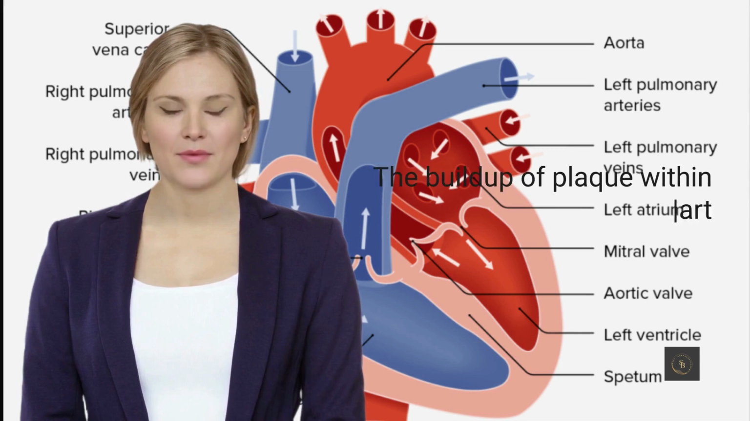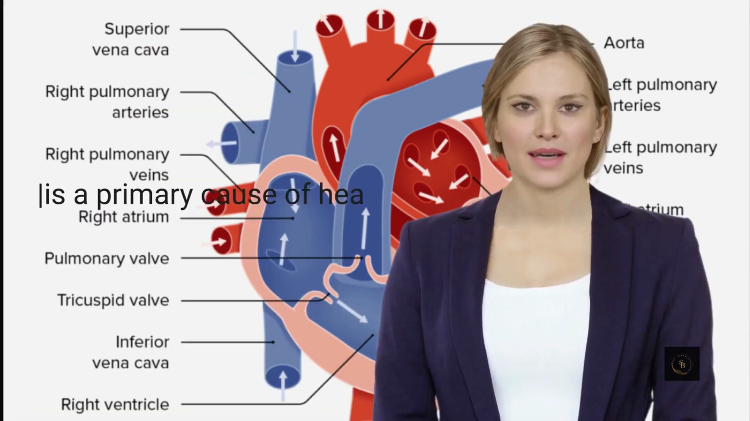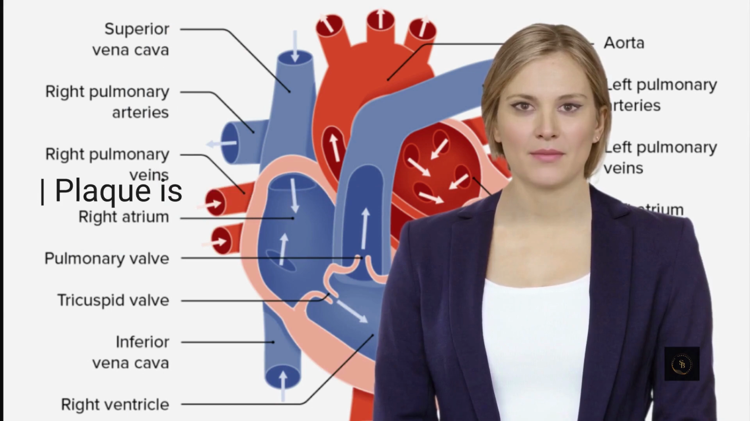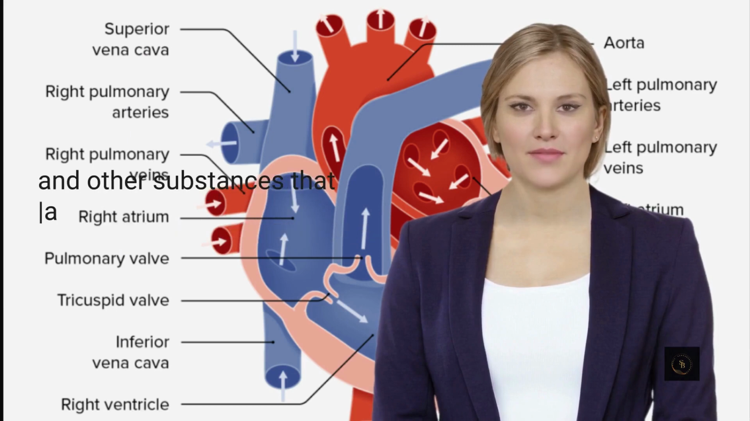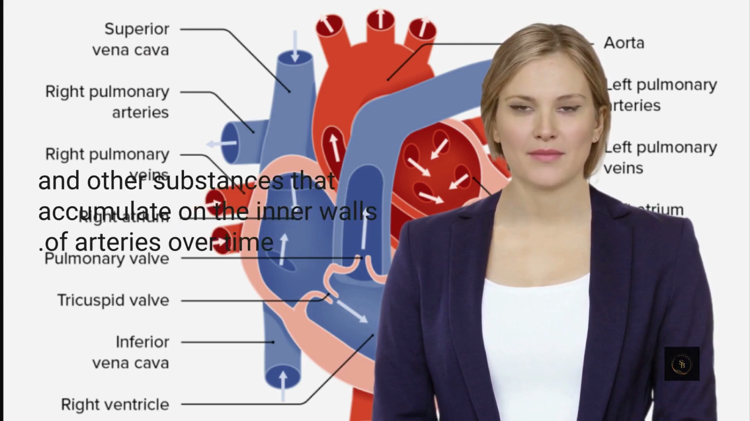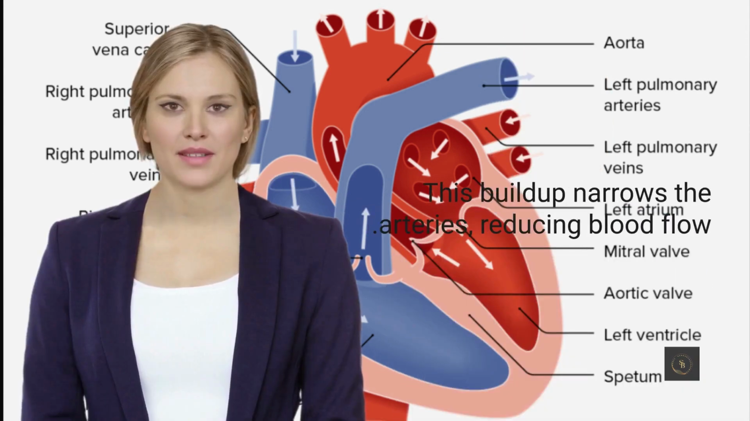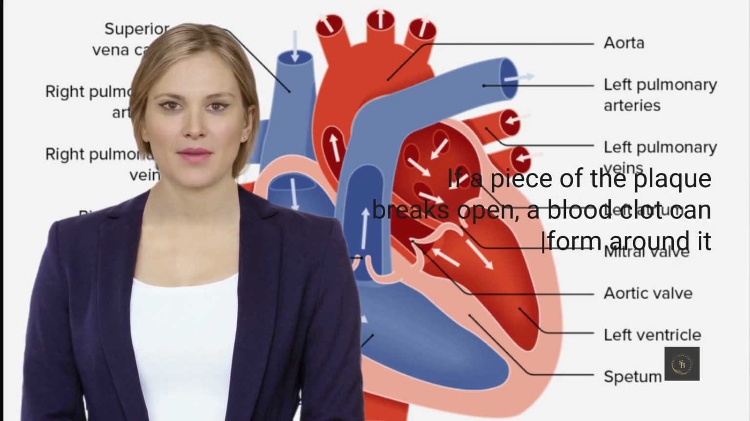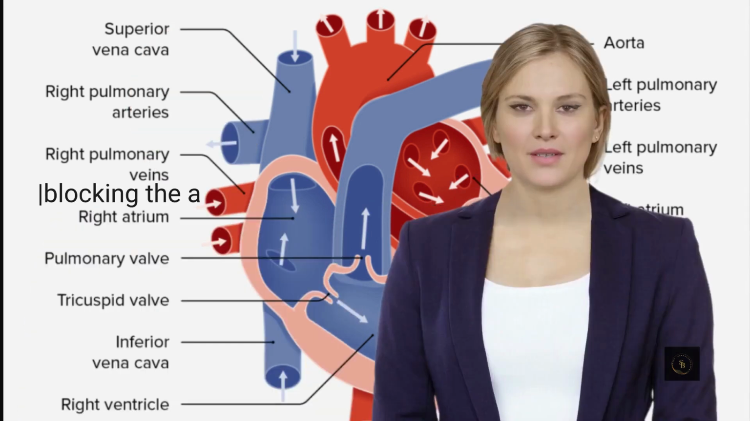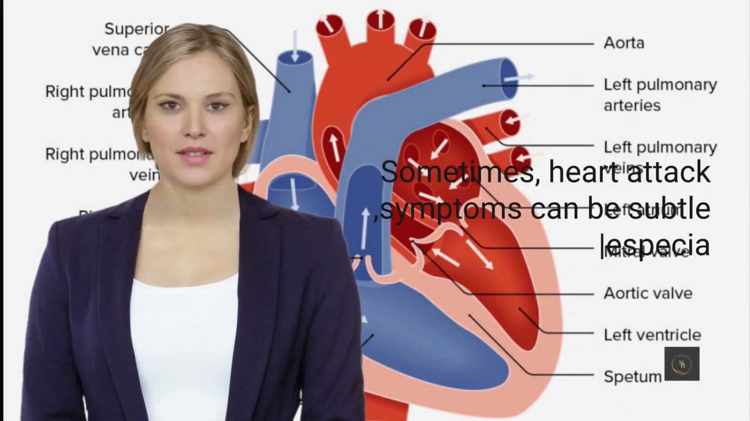The buildup of plaque within arteries, also known as atherosclerosis, is a primary cause of heart attacks. Plaque is formed from cholesterol, fat, calcium, and other substances that accumulate on the inner walls of arteries over time. This buildup narrows the arteries, reducing blood flow. If a piece of the plaque breaks open, a blood clot can form around it, blocking the artery completely and causing a heart attack.